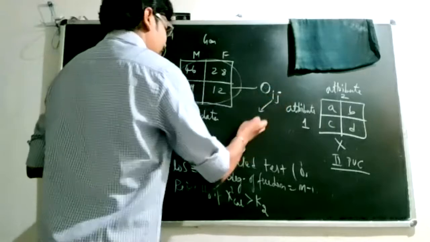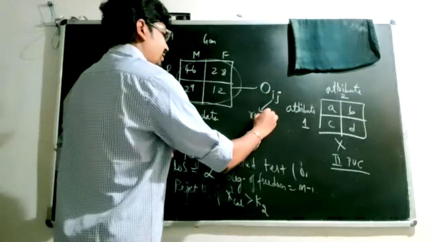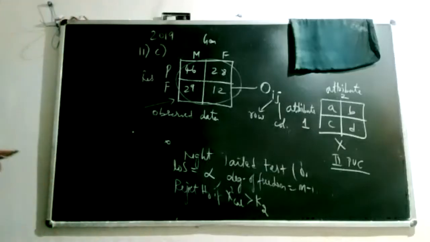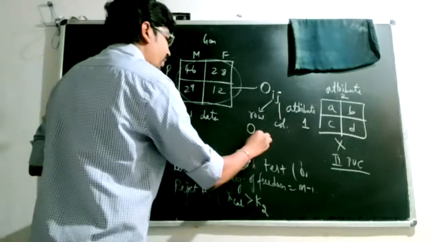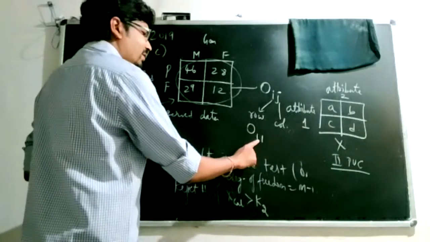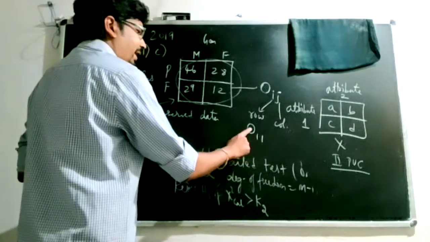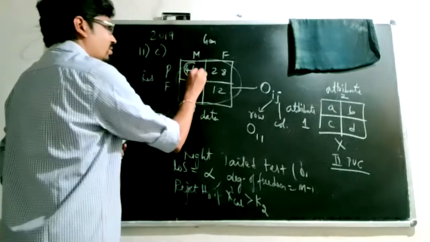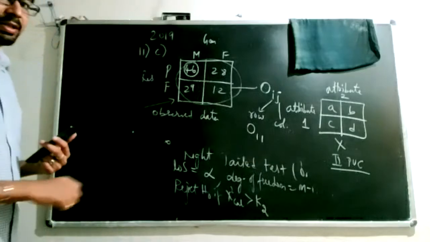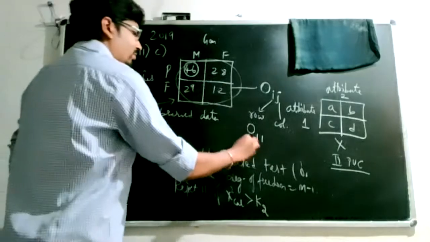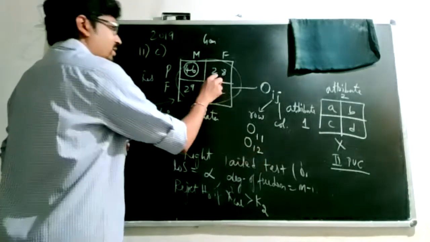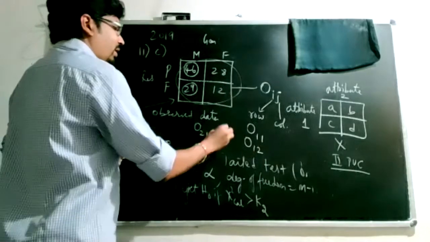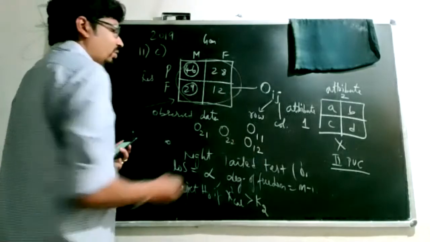So we use i to indicate the row generally, and we use j to indicate the column. So if I say O11, that indicates the first row, first column, the observed frequency in the first row, first column, which is 46. First row, second column is O12, which is 28. Second row, first column, O21. Second row, second column, O22.